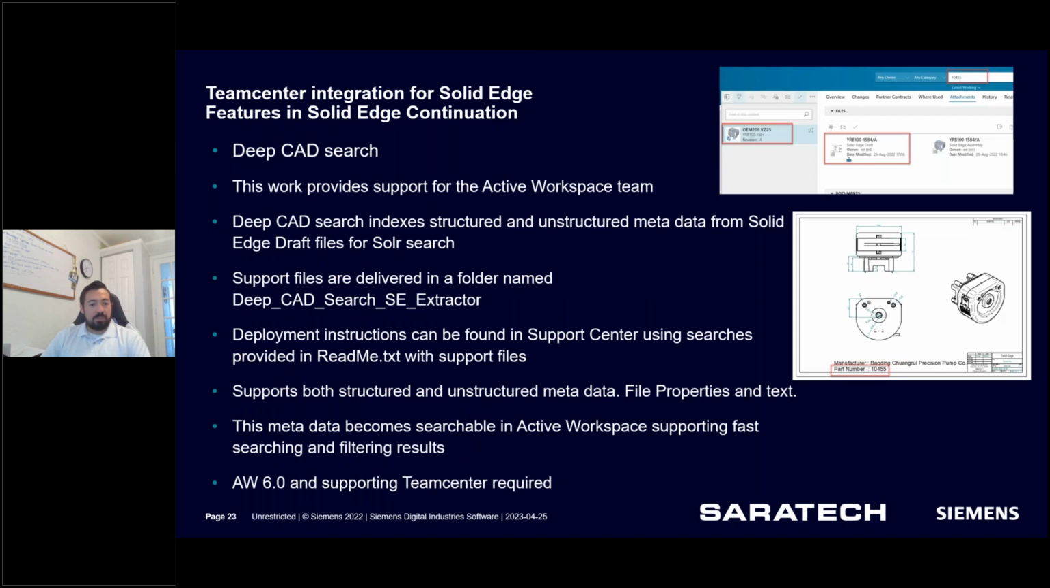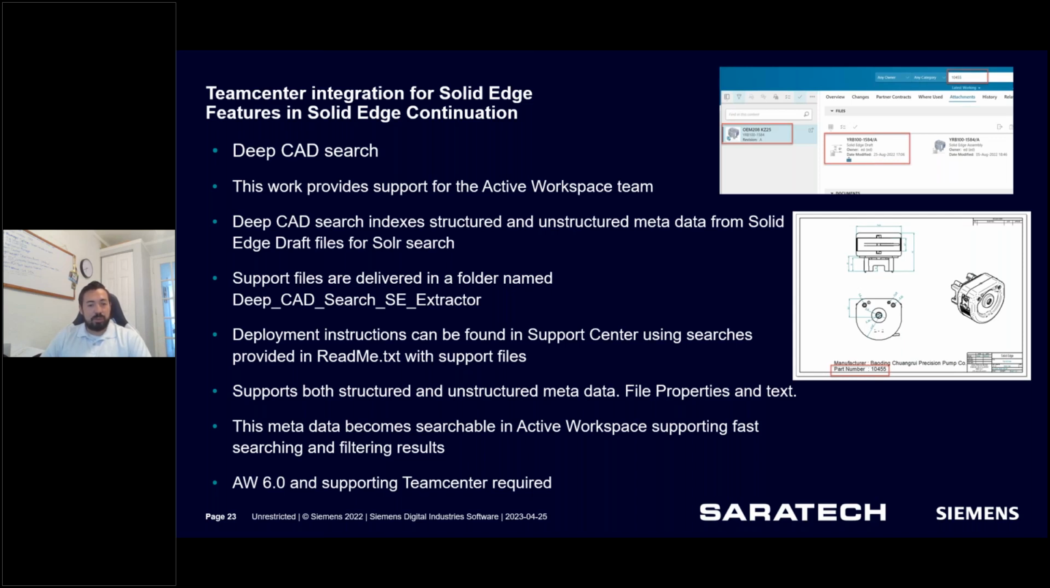Deep CAD search, for example, provides support for the Active Workspace team. Deep CAD search indexes structures and unstructured metadata from Solid Edge draft files for Solr searching. So in Active Workspace, we use what's called a Solr indexer, and that way it's actively showing what is being saved in Teamcenter. It grabs the metadata and stores it in a way that is easy to use for searching, and then you can start filtering those searches to get to the specific part or drawing that you need.